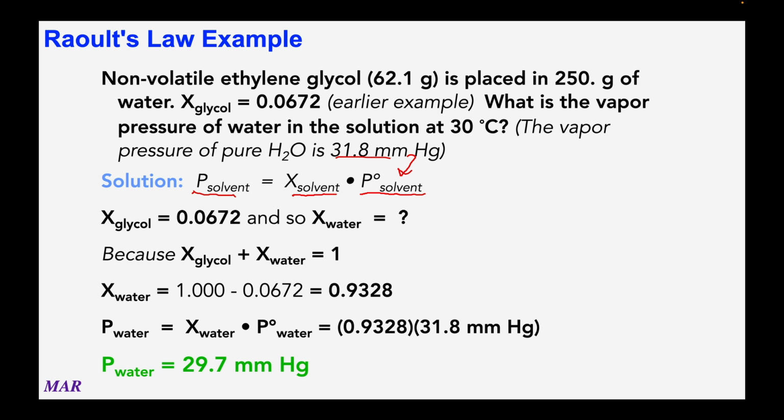But in this solution with ethylene glycol, where we have the bouncers, the blockers, the ethylene glycols, they're preventing some of the water in the liquid phase from getting to the gas phase. So the vapor pressure is lower. It's 29.7 when it was 31.8. This is the vapor pressure lowering phenomenon. The vapor pressure of the solvent is lower in the solution than it is in the pure solvent.